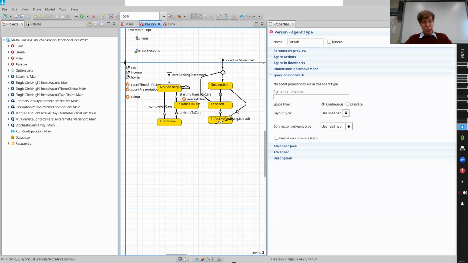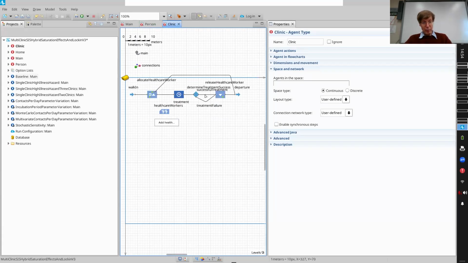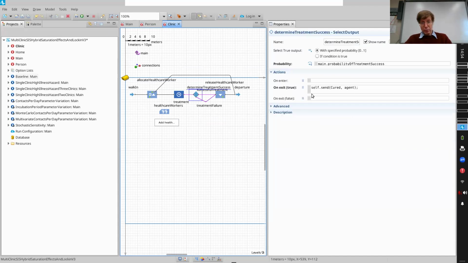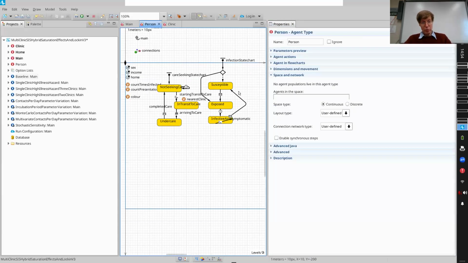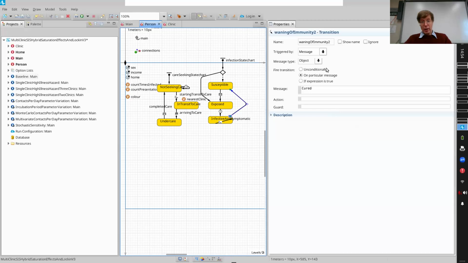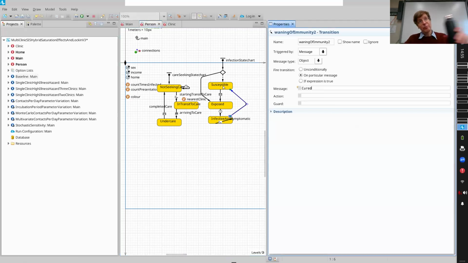If treatment is successful, we'll see where that's conferred. If treatment is successful, so you'll see there's this probability of success. If it is successful, they'll be sent a message called cured, a word only so simple in the world. Cured will drive them from this state to this state.